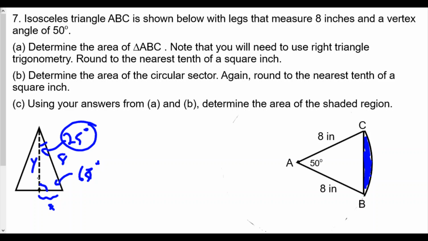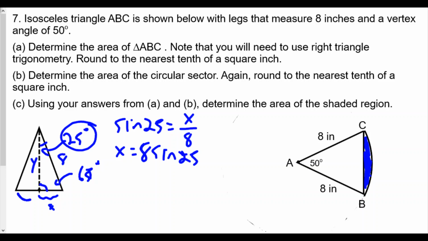By using trig, this is 25 degrees. So we have here the sine of 25 equals x over 8, so it's opposite over hypotenuse. The hypotenuse is 8, and the leg opposite the 25 degrees is x. And so now we get x equals 8 times sine 25.